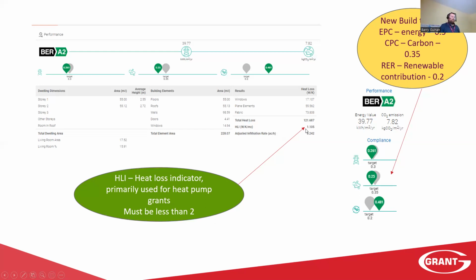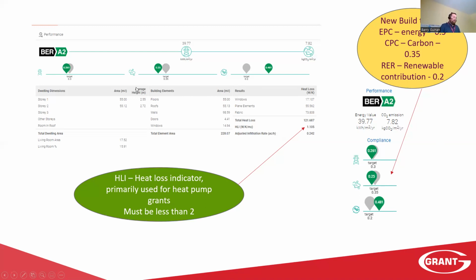We can see here this example is 1.1, the target being 2 or 2.3 cost optimal. So you need to be below them. So this is what it'll tell you. Also on a new build, it will tell you if you're compliant with building regulations. And then you would also have your 3 targets: your energy target, your carbon target, and your renewable target. So the software will provide you with information to say, yes, the house is compliant, or no, it's not.